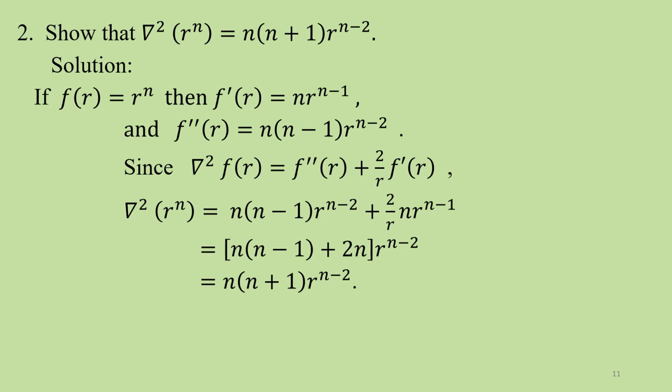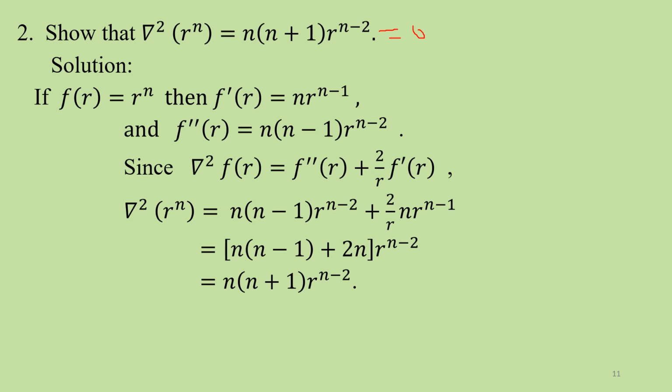Now here if I say for what value of n this becomes 0, del square of r power n is 0. So for what value of n is the result del square of r power n equal to 0? That means I have to equate this to 0. So n into n plus 1 r power n minus 2 equal to 0 means n plus 1 equal to 0, which means n equal to minus 1.